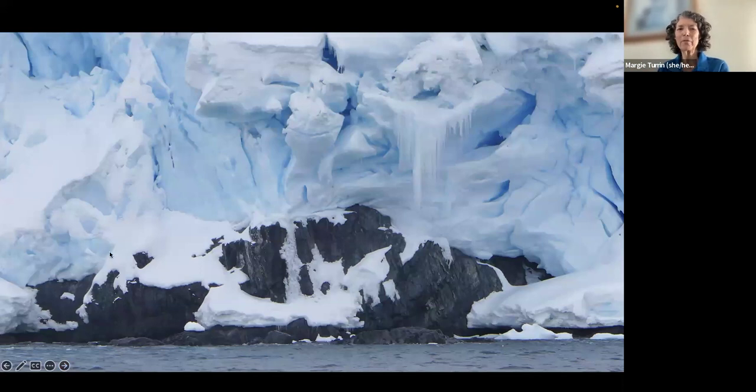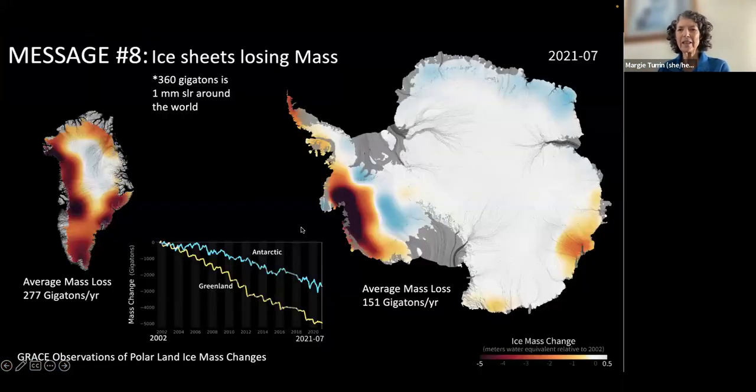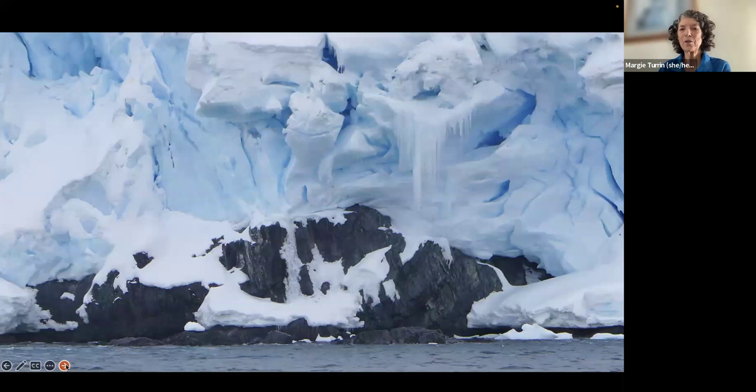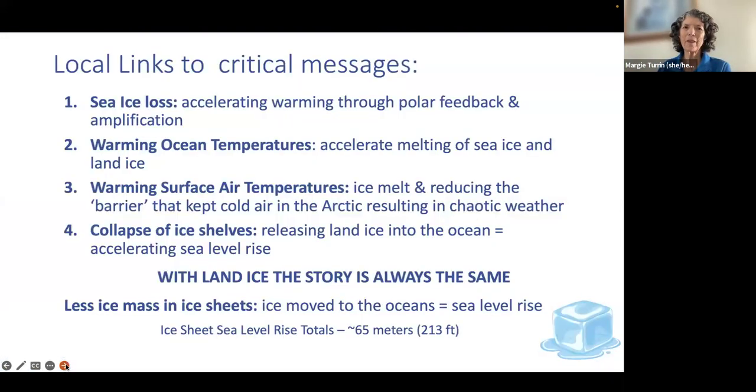And just to give you a visual, this area right here is where this picture was taken. So you can see there's a lot of ice there to go. And it's literally just right on the edge of the continent, unlike Greenland, where sometimes it's at the edge and sometimes it's protected inside by fjords.